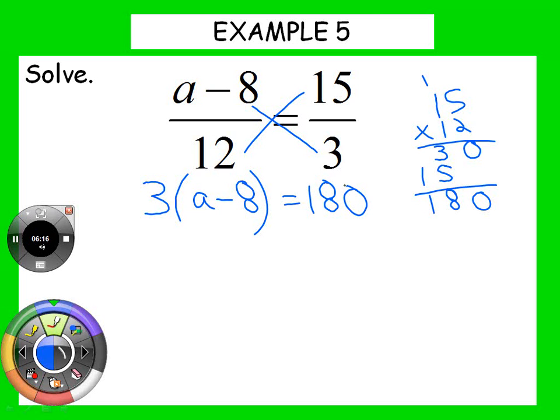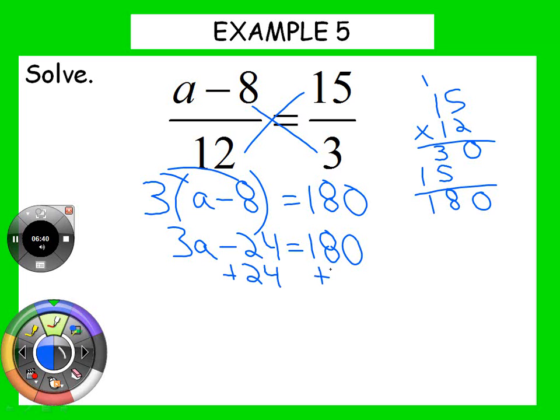And then we're going to have to use the distributive property. At least that's one way to do it. We could actually divide both sides by 3 first if you want, so we wouldn't have to use the distributive property. Which would you rather do? I guess I'll just distribute because we've been doing that quite a bit. So I did. And now I'm going to add 24. So I've got 3a equals, let's see, that'd be 204, right?